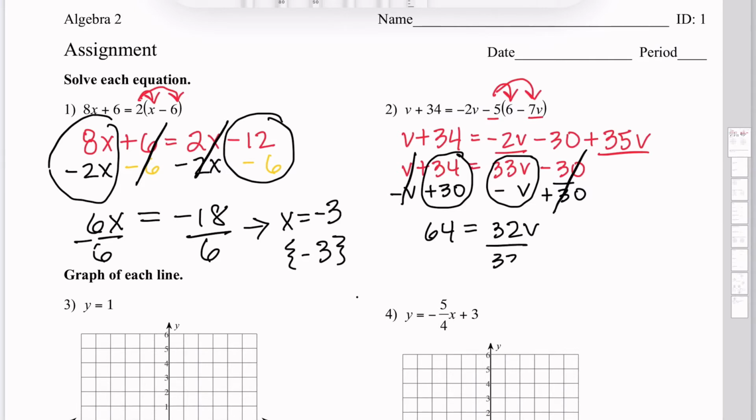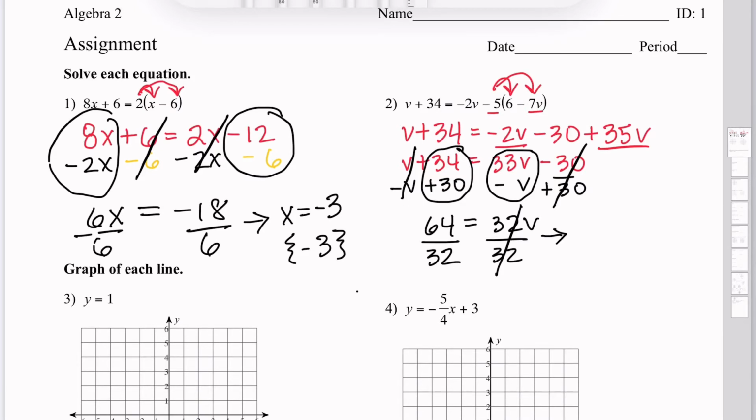Let's divide everything by 32. The 32's cancel out, leaving us with v equals 2. And again, you can put your answer in the curly brackets.